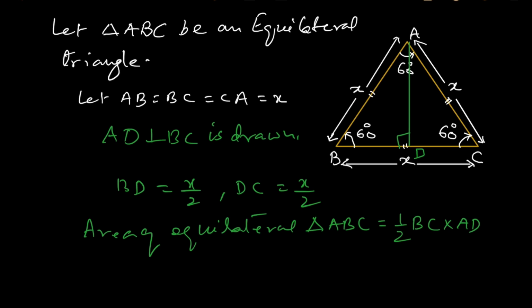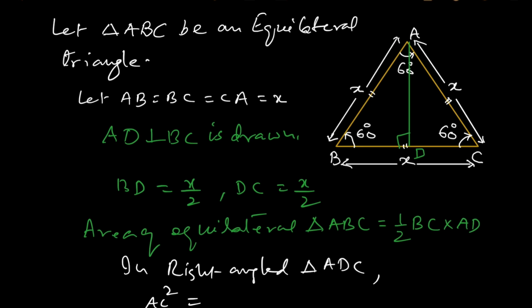Now, we shall see the right angle triangle ADC. In right angle triangle ADC, AC is the hypotenuse. AC square is equal to hypotenuse square is equal to AD square plus DC square. AD means perpendicular square plus DC means base square.